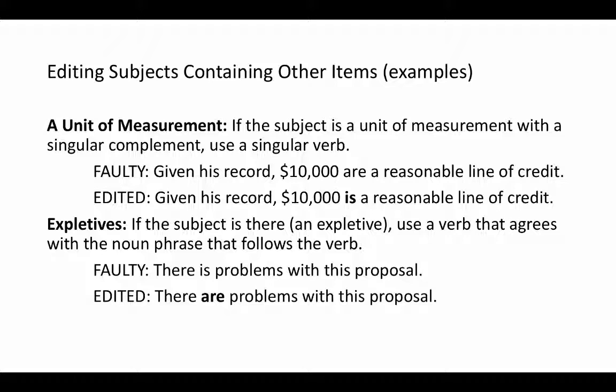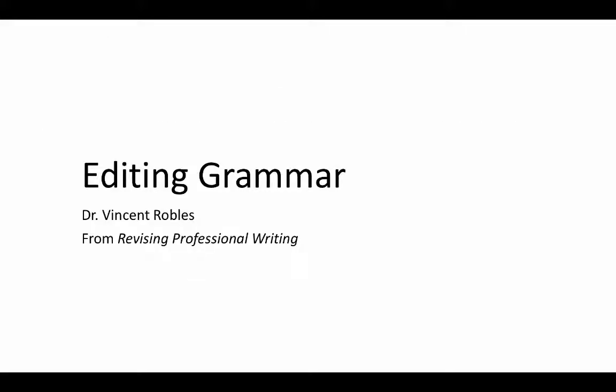Sometimes the subject contains an expletive, which we'll talk about more later in the course. Basically, an expletive is a word like there, or there is, there are. We'll talk about later how that causes wordiness, but one thing that happens often is that there will be subject-verb agreement issues. There is problems with this proposal. The verb needs to agree with the noun phrase, not there, even though that sounds like one thing. There are problems with this proposal. So that's editing grammar.